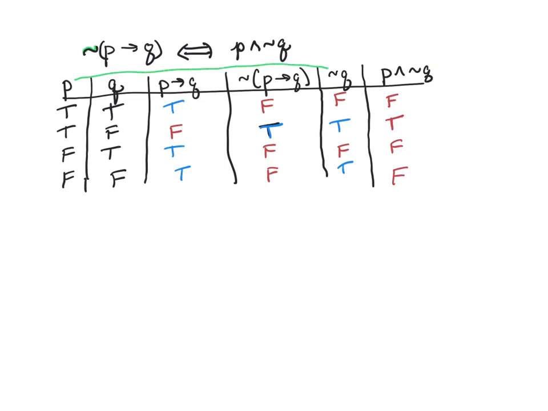And remember, a conjunction is true only when both conjuncts are true. So that only occurs on this line here. And we see that these two are indeed logically equivalent. So this is something we don't usually do when we write essays, but in mathematics, the negation of a conditional is a conjunction, and it's exactly this conjunction.